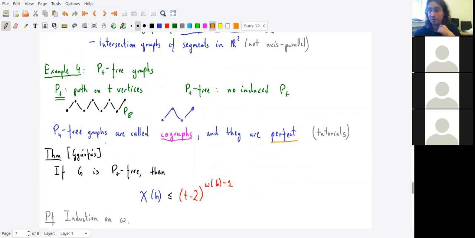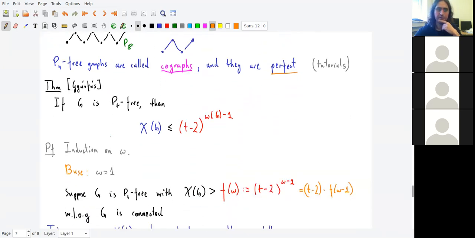So P4-free graphs are actually very simple, but then you can ask about P5-free graphs, P6-free graphs, and there is still quite a lot of structure in P_t-free graphs, but this is not structure that can be easily described. And the proof of Gyárfás about chi-boundedness of P_t-free graphs gives you a very nice tool for understanding structure in those graph classes.